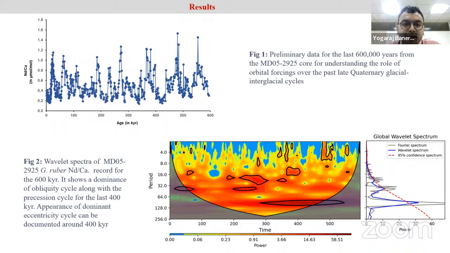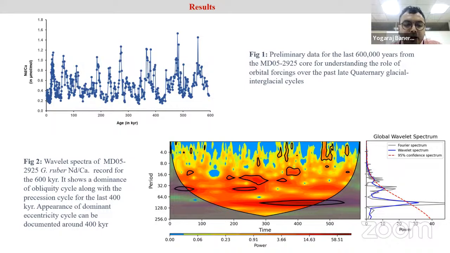And this is the result of the present study. This is the entire 600 kilo year record that I have shown in figure 1. In the x-axis we have the time, and in the y-axis we have the neodymium by calcium ratios in micromole per mole. And what we can see, if we look carefully, is that around 400 to 600 kilo year and 400 kilo year to the present day, there is a shift in the baseline, and also there is a change in the amplitude in the cluster of data.